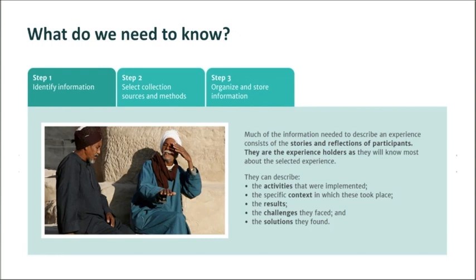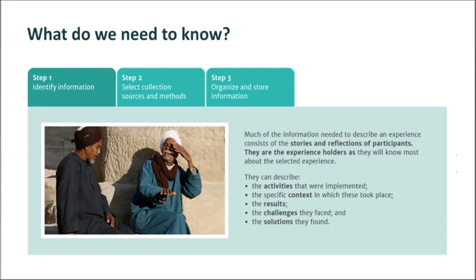What we need to start doing in order to be able to describe this experience in detail, we can present in 3 different steps. The first one is to identify what kind of information we are going to be looking for. The second one is how we are going to collect this information. And the third one is how we are going to organize this information so that we can use it in the best way possible. So we start with this one, identifying the information.